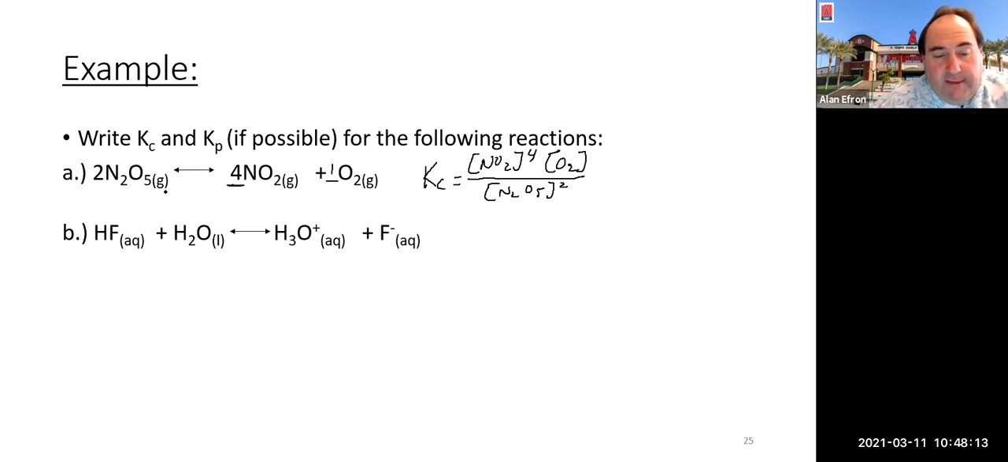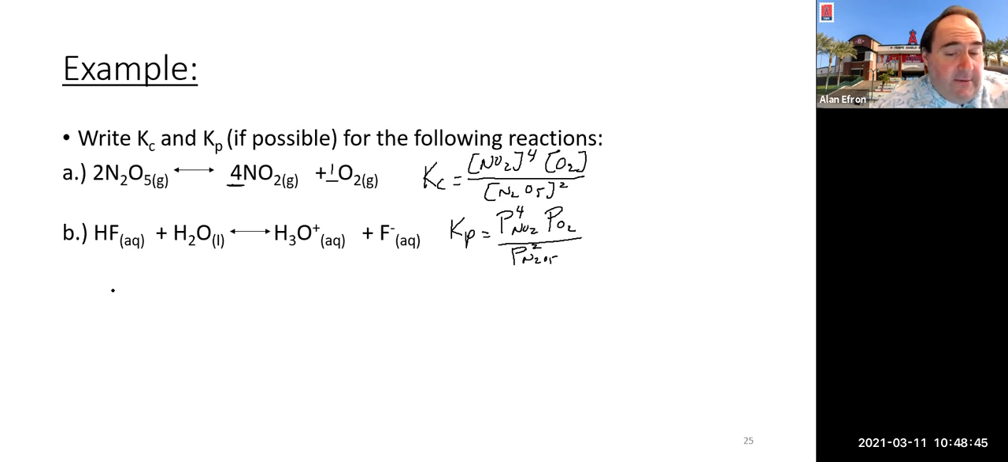Now, we can also do a Kp for this, as we got some gases happening here. The Kp for that first one would be pretty much the same thing, except that we would be dealing with the partial pressure to the fourth power of NO2, times the partial pressure of O2, divided by the partial pressure of our reactant, which is N2O5. We also need to square that one as well. Any questions on the first one there?